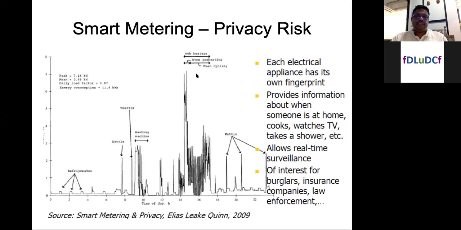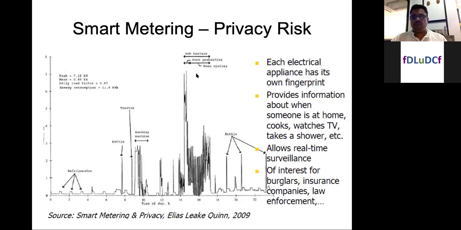Similarly, there is another case study. Some of the European countries have implemented smart metering. Smart metering created serious privacy issues, especially in Europe. As you may be aware, most electronic equipment has something called power signatures. Power signatures means how they consume power. For example, your AC, refrigerator, and washing machine each have a pattern of using power.